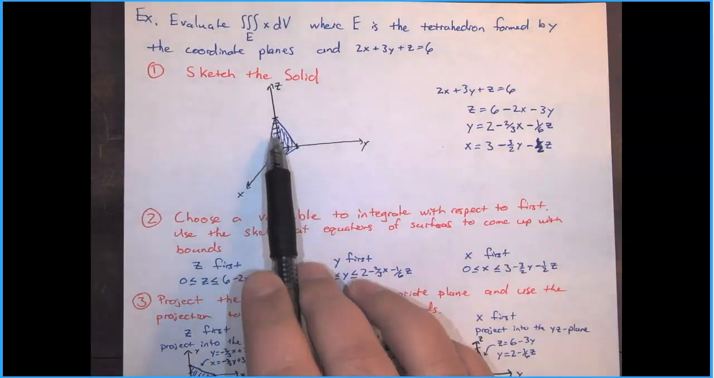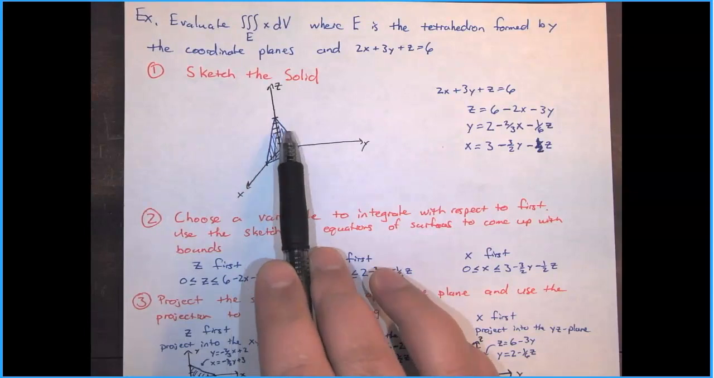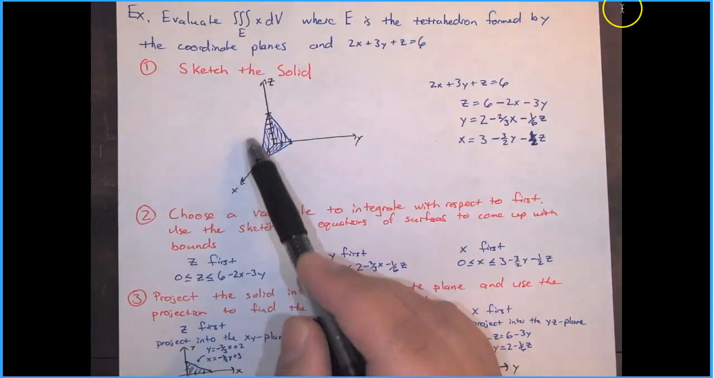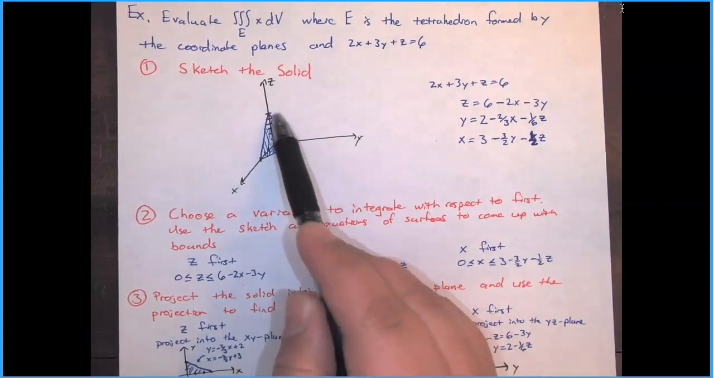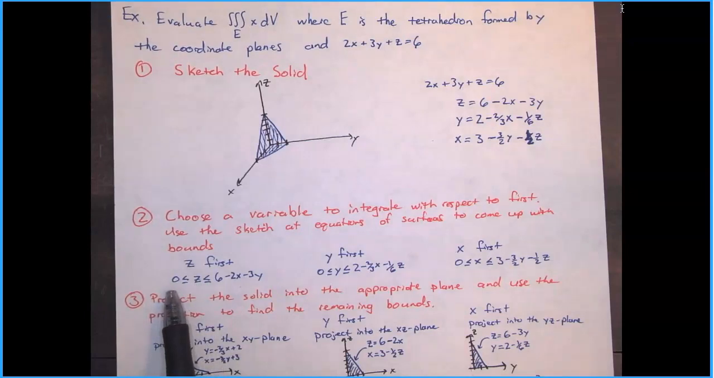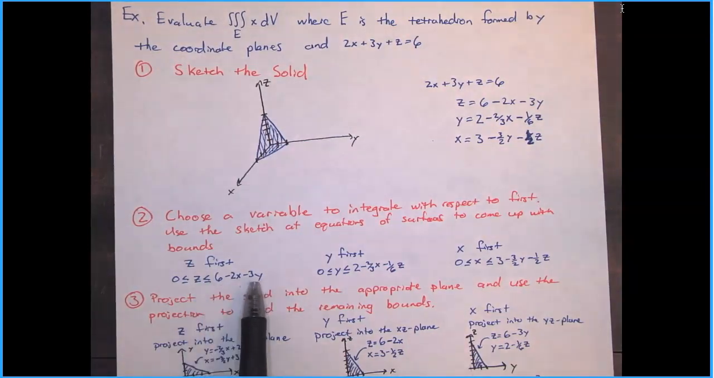So for instance, in the z direction, I'd move parallel to the z-axis. I'm always bounded below by the xy plane, and I'm always bounded above by this diagonal plane. So I bound z by the equations of those planes. In the xy plane, z equals 0, and this is the equation for that diagonal plane.